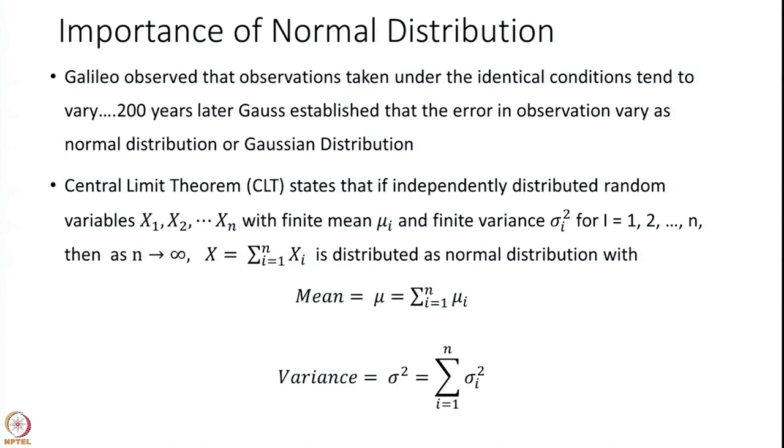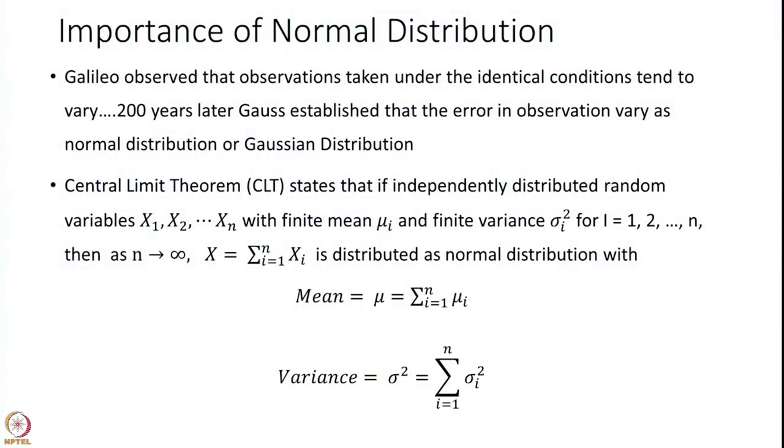Well, many years ago when Galileo was taking observations from out in the space, and he was observing stars and constellations, under exactly the same circumstances he found that the observations were not exactly identical.